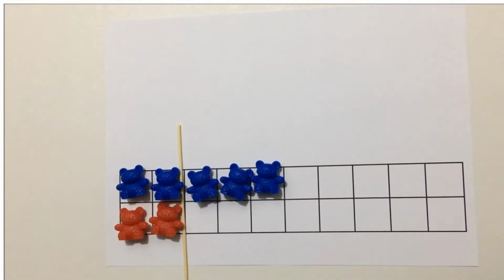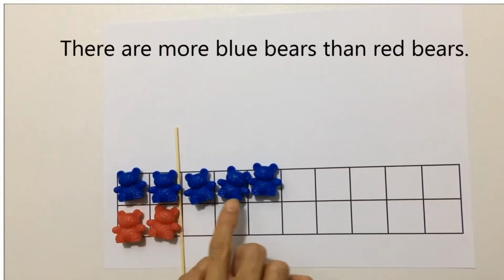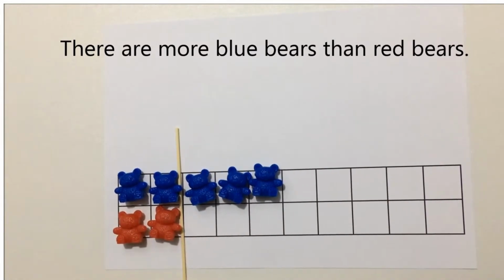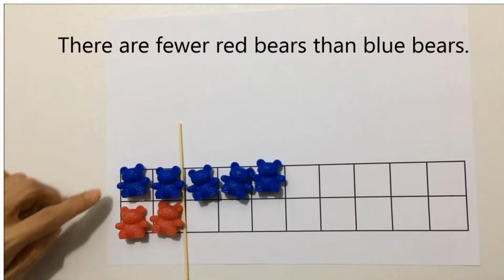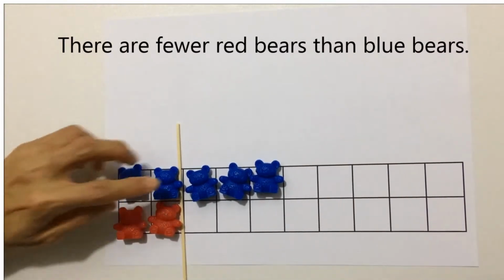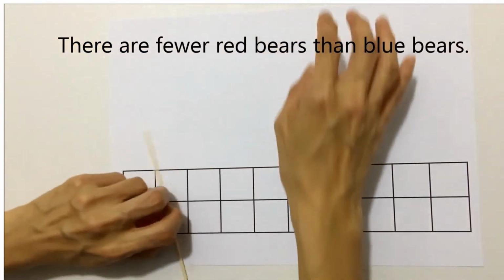We can say there are more blue bears than red bears. We can also say there are fewer red bears than blue bears. Let's try another example.